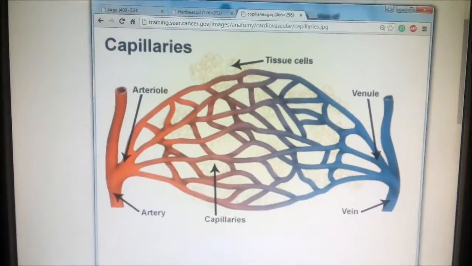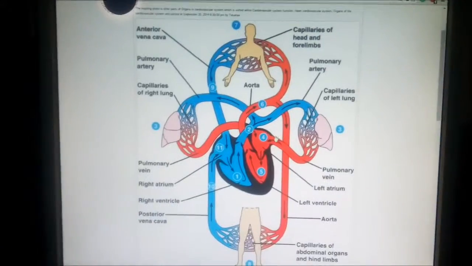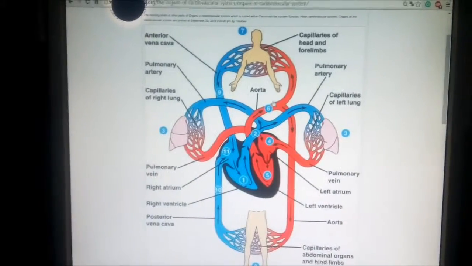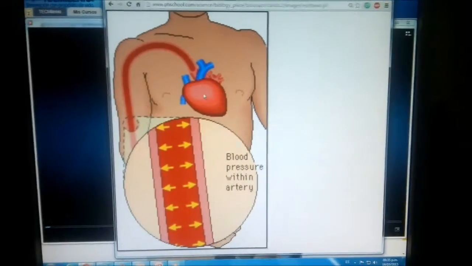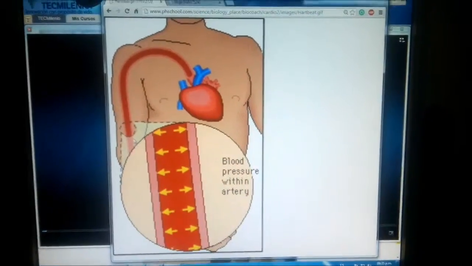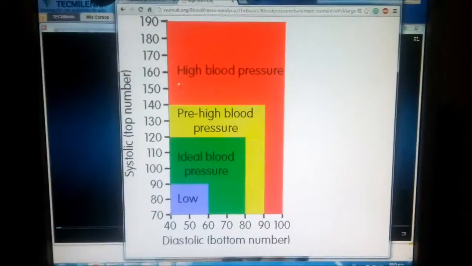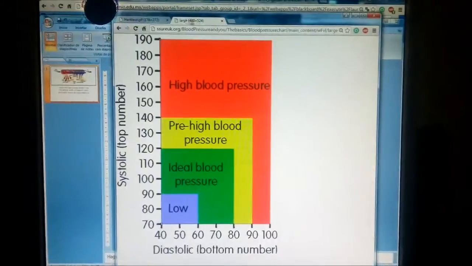Okay, let's go back. You are interested in this. The blood that is pumped into the arteries exerts a pressure upon their walls, known as blood pressure. And Jimmy, according to your medical test, you are right here, your high blood pressure. And let me explain to you why.